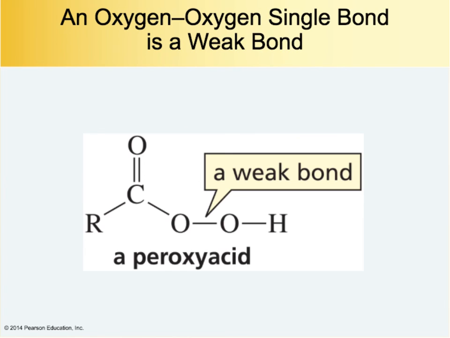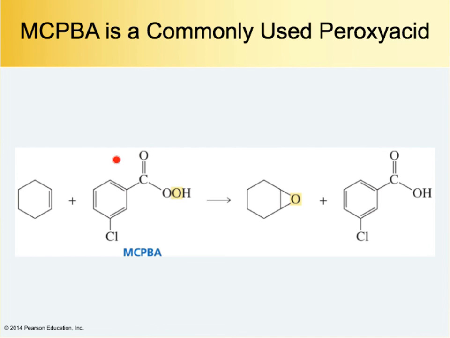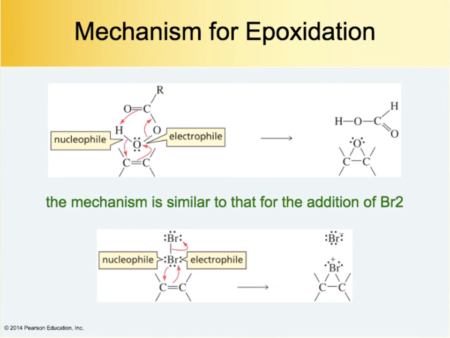So there's a weak bond. Think about that sloshing the bromine back and forth. One of these oxygens is going to be kind of delta plus. Usually we use something called mCPBA. So there's a picture of that. It's just a particular type of peroxy acid way to make epoxides. Here's my mechanism for you.